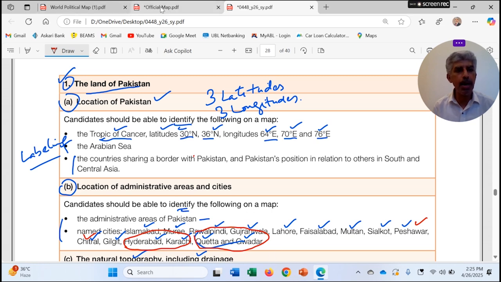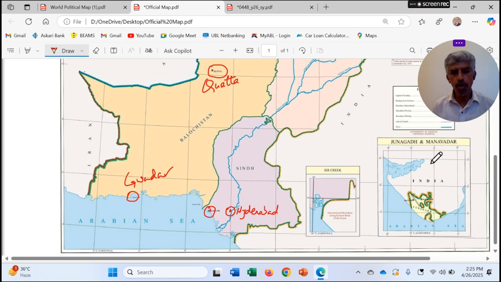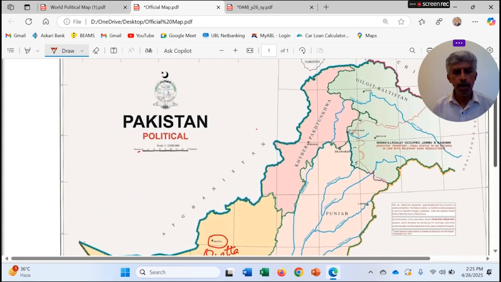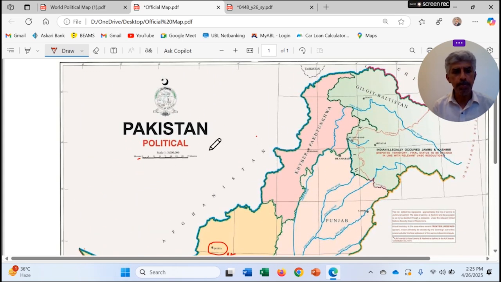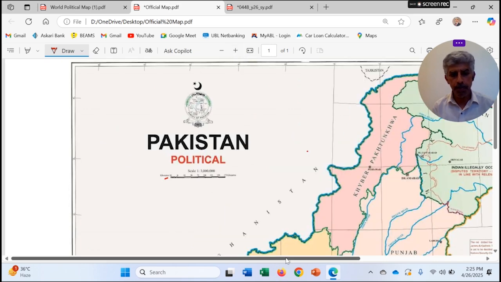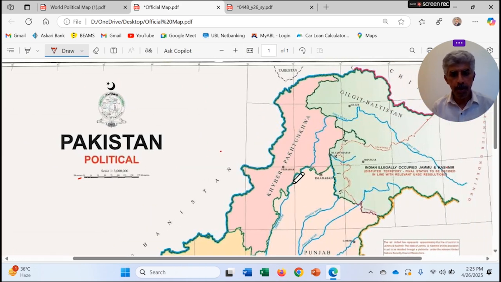So going back to the map, over here Khyber Pakhtunkhwa, zooming up, so Peshawar. Here you can see the provincial capital Peshawar, that is to be asked, and up over here at this point Chitral city is there. So only these two cities of Khyber Pakhtunkhwa are supposed to be labeled and are supposed to be identified by the students.